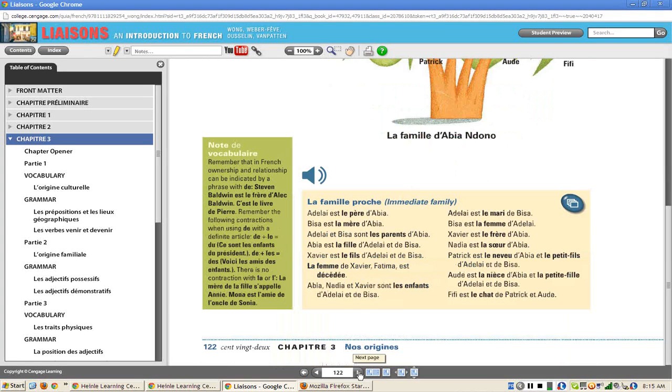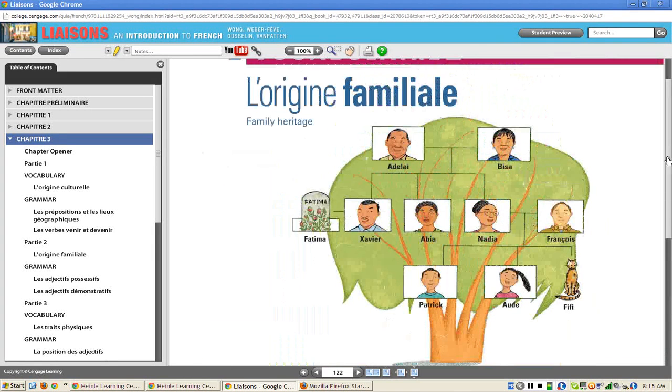And to talk about marriage status itself, you would say, for example, that Nadia est mariée. Abia, n'est-ce pas, est célibataire, she's single. Xavier est veuf. The word for widower is veuf. The word for widow is veuve. And voilà, sa femme, Fatima, est malheureusement décédée. So that's the word for deceased.